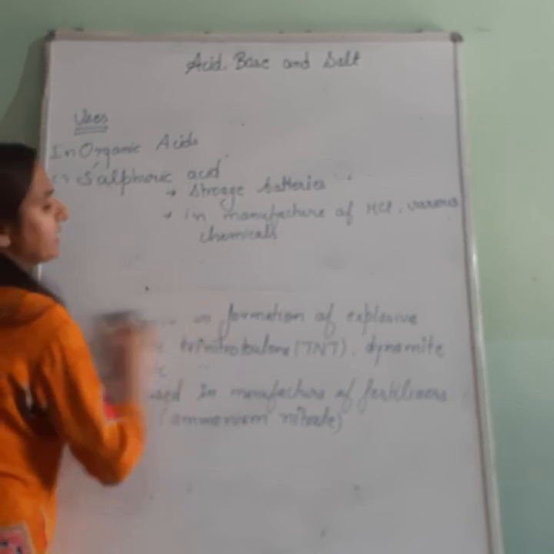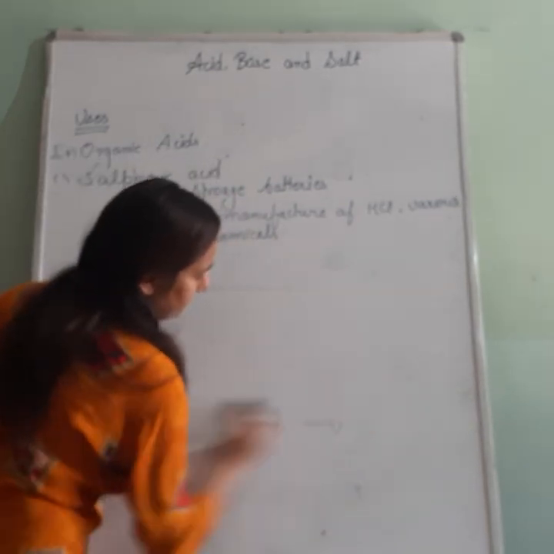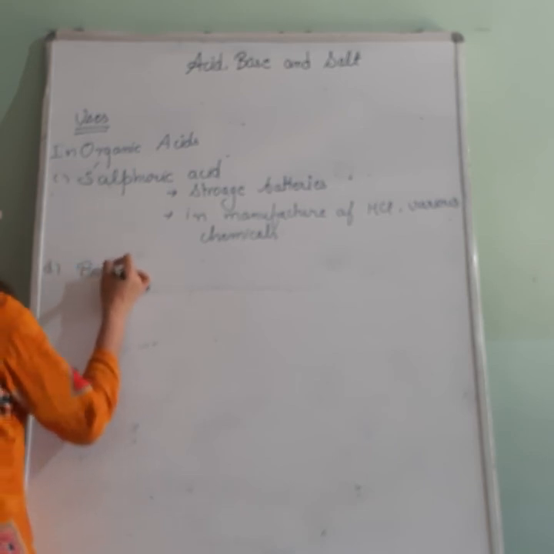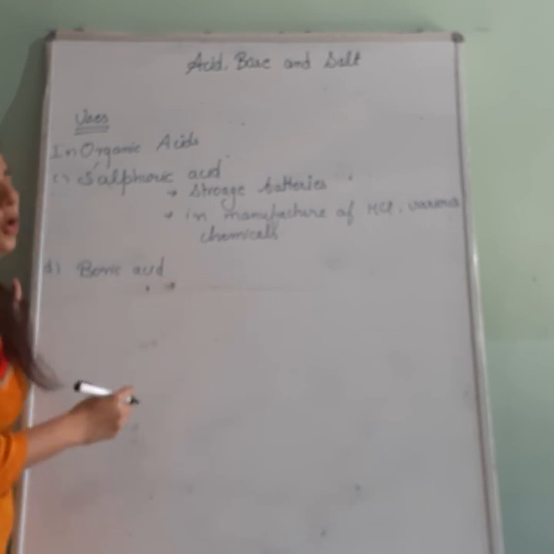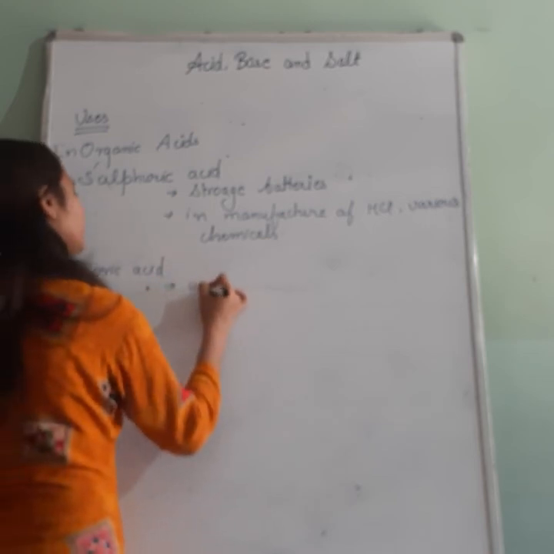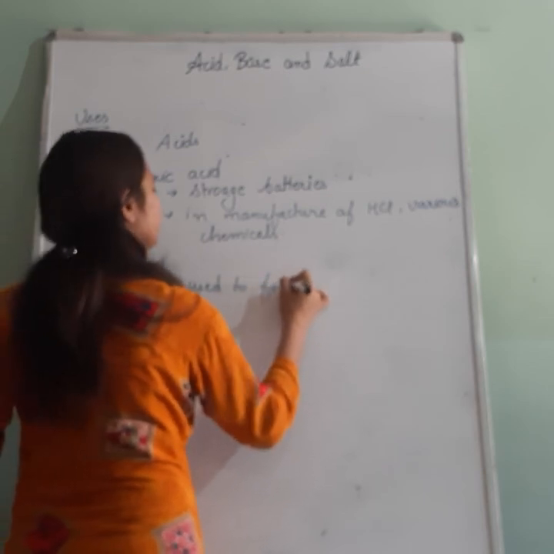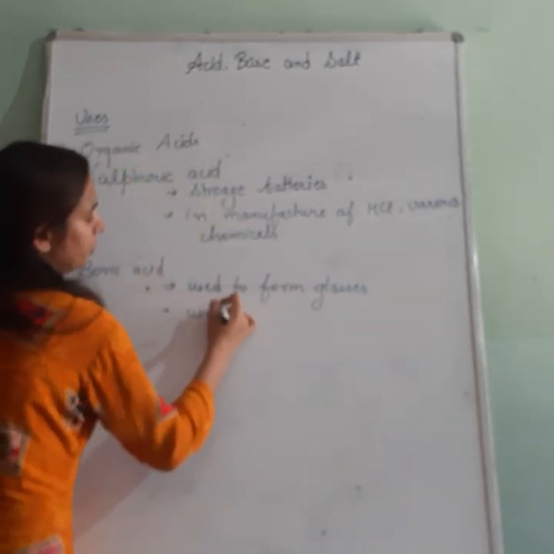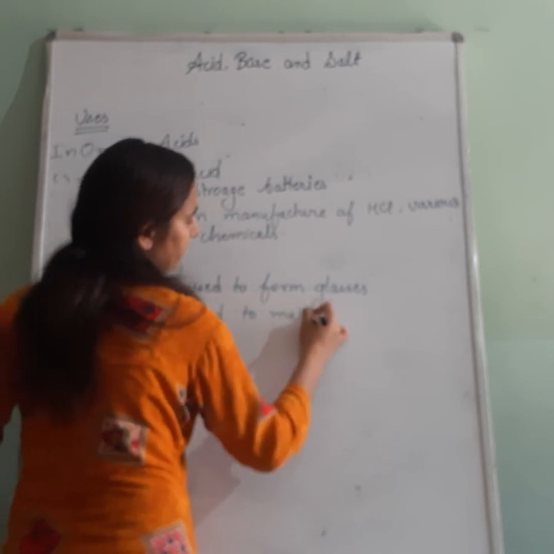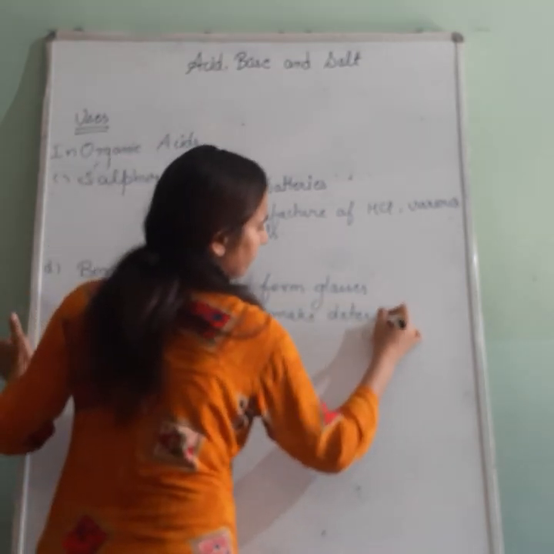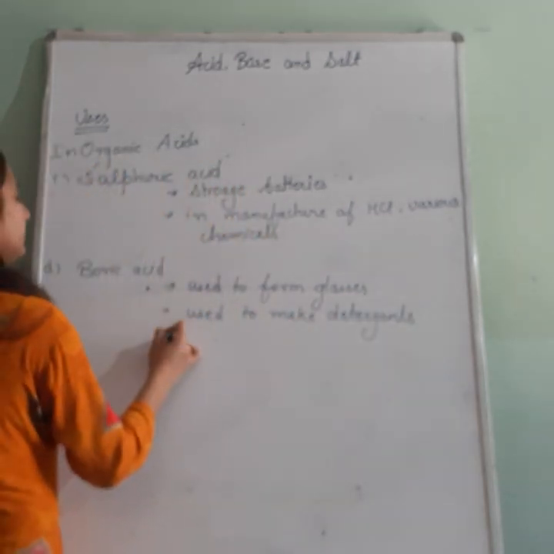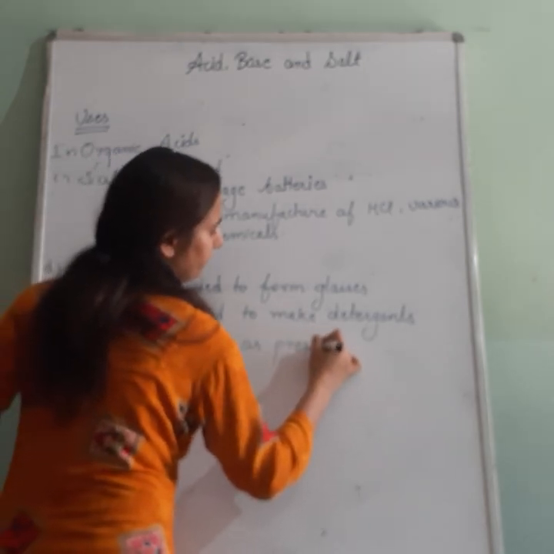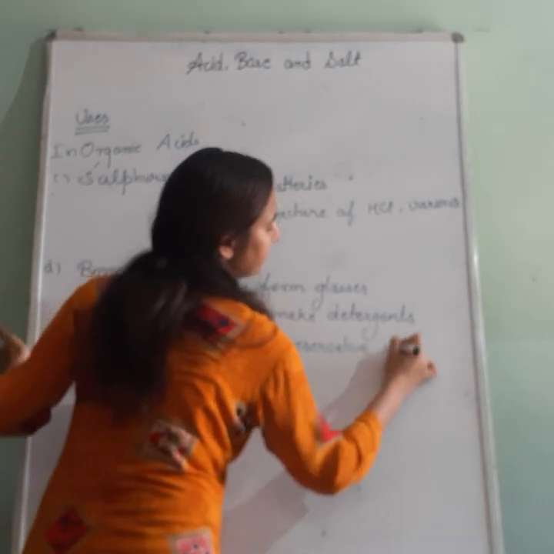Next is boric acid. Boric acid is used to form glasses. Glasses बनाने में काम आता है. Used to make detergents. Detergents बनाने के लिए काम आता है. Sometimes used as preservative also.